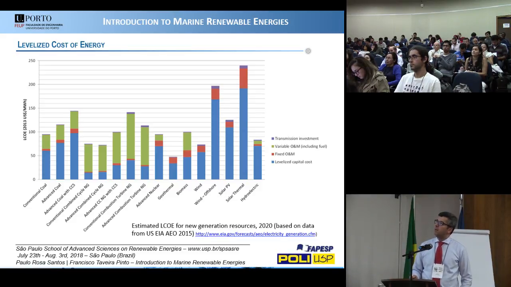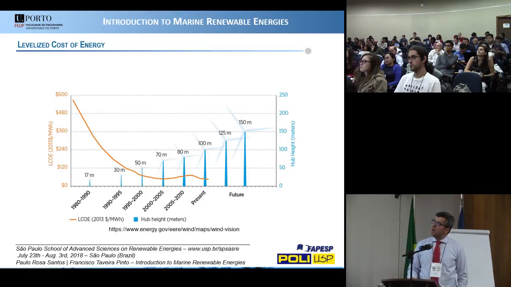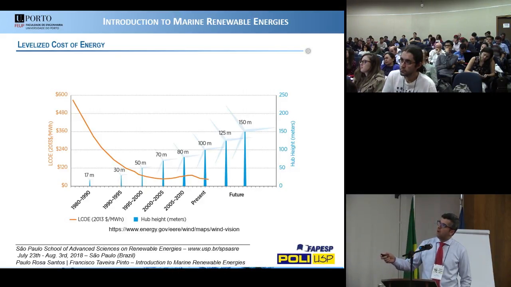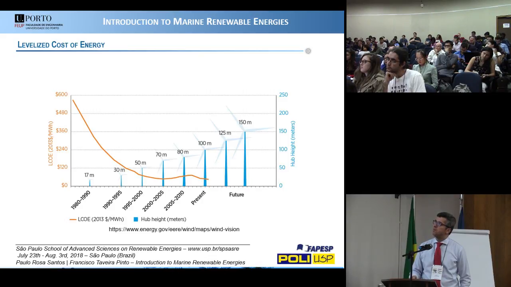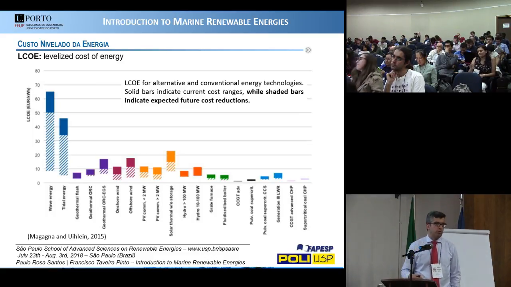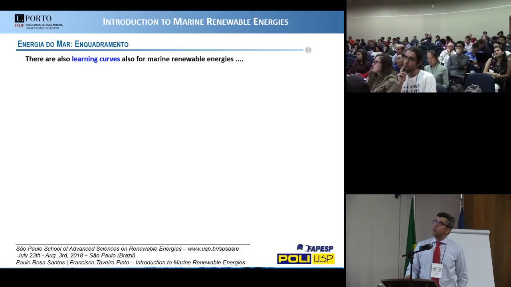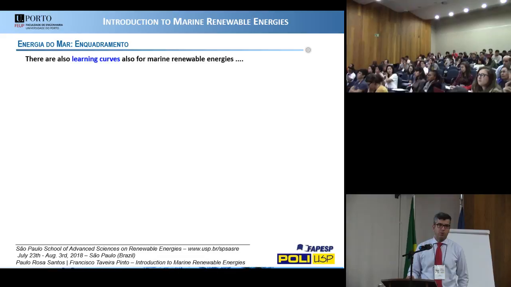Another graphic, you can see these in more detail after, because the presentations will be given to you later. Here you can see another estimation of the LCOE and how it varied along time with the increase of the dimensions of the turbines. Here you can see from another source other values, not only the present values but also the expected values in the future. But as I said before, these values change a lot depending on the source you are considering. Okay. So there are learning curves for each resource and this technology.